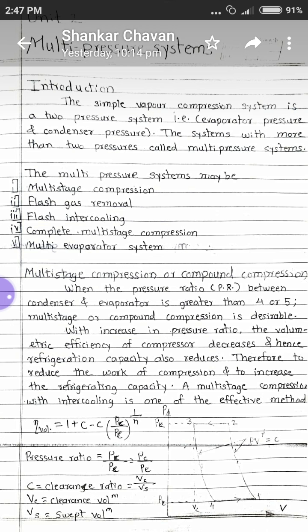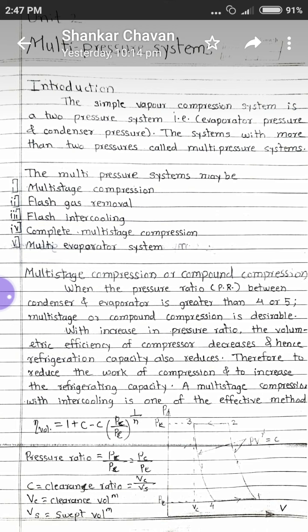Now a multi pressure system means the pressure in the system is more than two, that may be three pressure, that may be four pressure, depending upon the requirement. Then those systems are called multi pressure systems. The system with more than two pressures is called a multi pressure system. Now the question is, why are multi pressure systems necessary? Why is there a need for these multi pressure systems? If you have a two pressure vapor compression system, then why is there a need to add more pressures in the system?